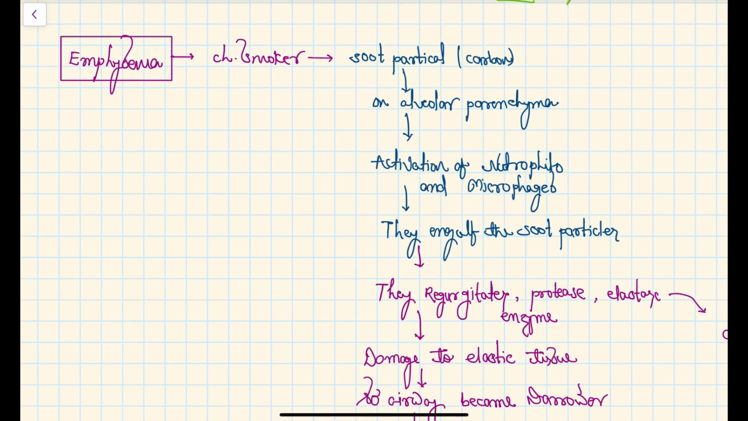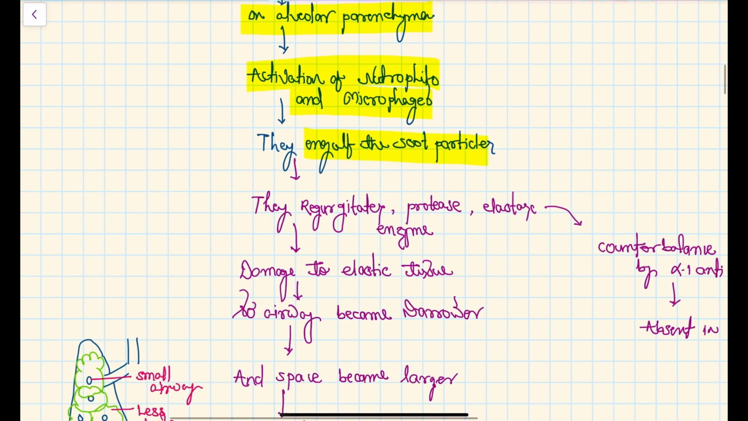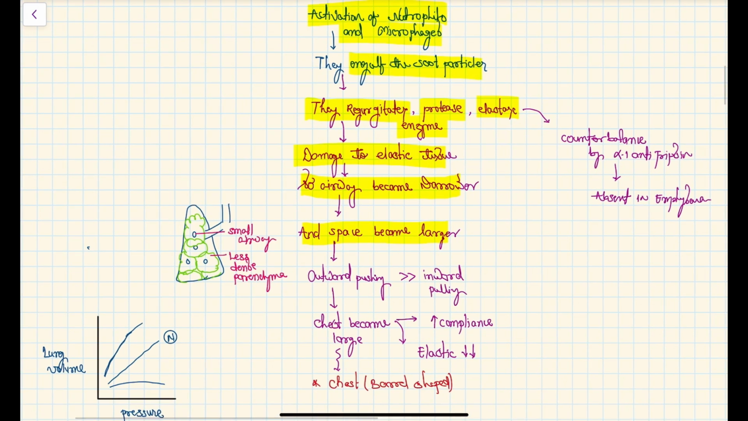It also occurs in chronic smokers. The soot particles deposited on the alveolar parenchyma lead to the activation of neutrophils and macrophages. They engulf the soot particles and release the protease elastase enzyme. So elastase causes degradation of elastic tissue. So the airway becomes narrower and the space becomes larger. The outward pushing is more than the inward pulling. So the chest becomes large and the compliance is increased.